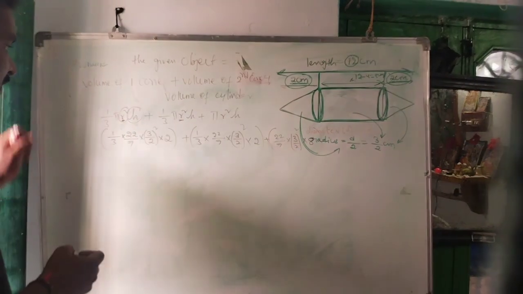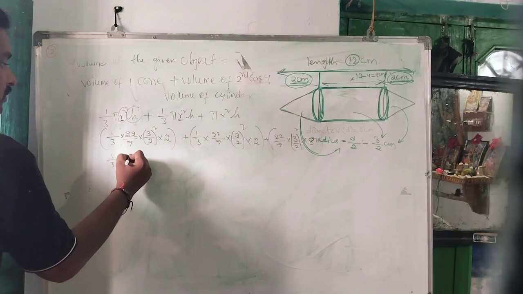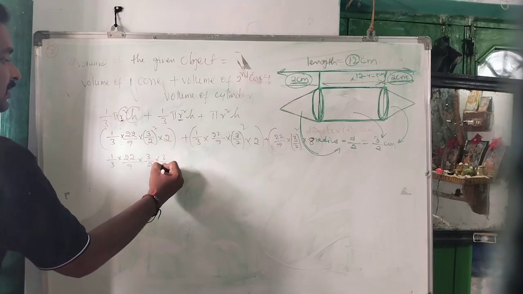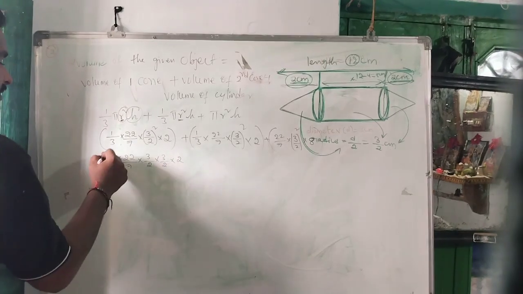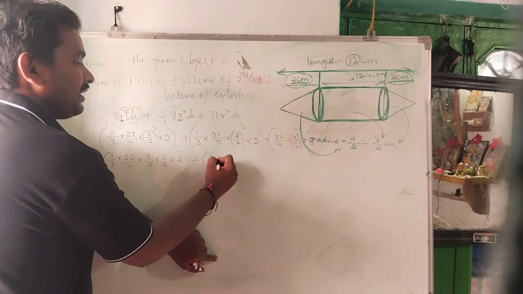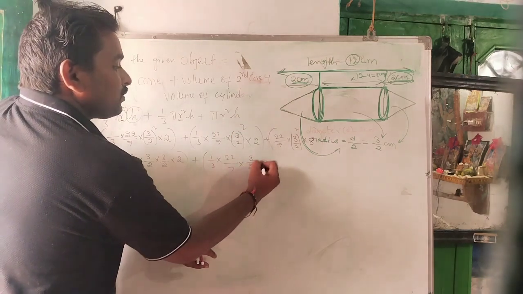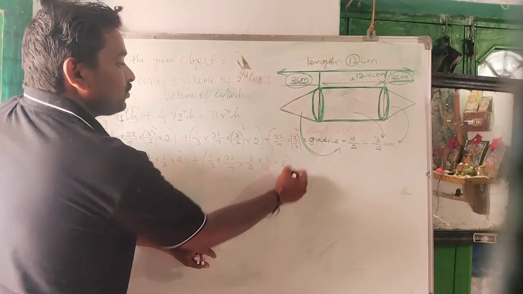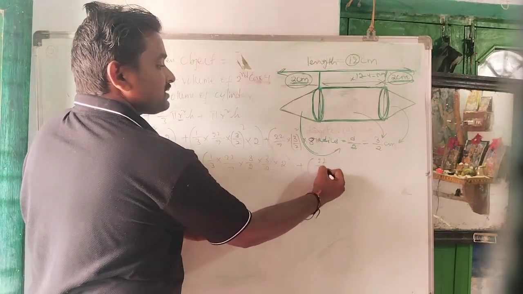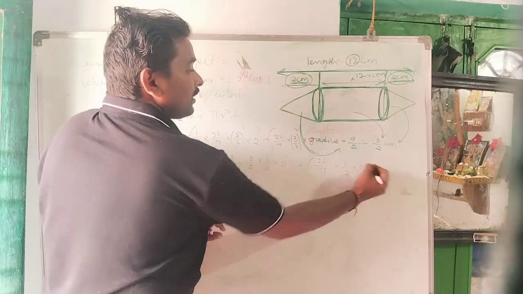Next I will expand the terms. 1 by 3 into 22 by 7 into 3 by 2 whole square means 3 by 2 repeats 2 times. 3 by 2 into 3 by 2 into 2. Keep it in brackets. Plus next 1 by 3 into 22 by 7 into 3 by 2 whole square. Expand it. 3 by 2 whole square means 3 by 2 repeats 2 times into 2. Next third one, plus 22 by 7 into 3 by 2 into 3 by 2 into 8.